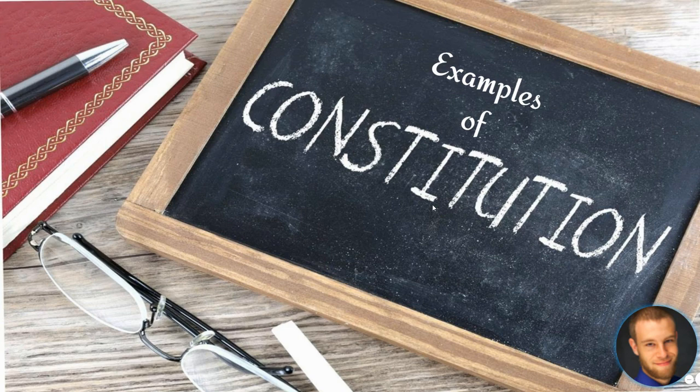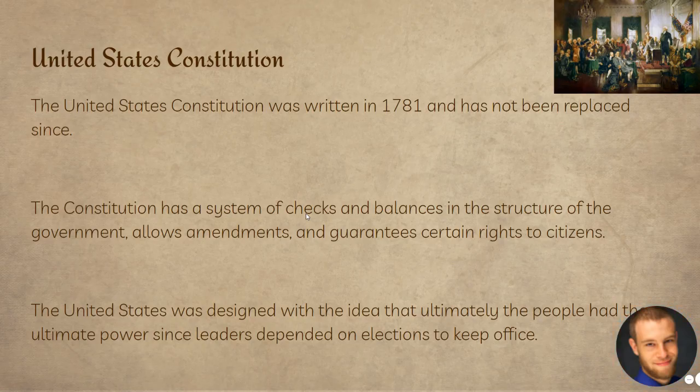So let's talk about some examples of constitutions. You can see here, it's on the whiteboard, so we got to do it. Okay, the first one we're going to talk about is the United States Constitution, which was written in 1781 and has not been replaced since. It was written by a committee of people who were elected from all the different states. And the Constitution has a system of checks and balances in the structure of the government. It allows amendments and it guarantees certain rights to citizens, or it protects rights from the government. For instance, like freedom of speech, freedom of religion, stuff like that.